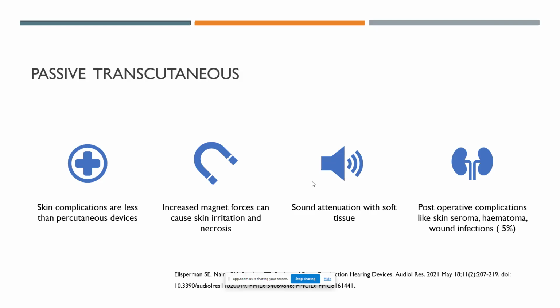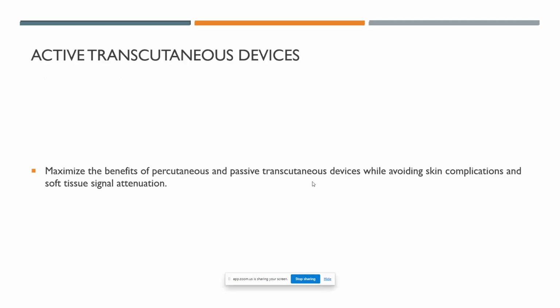Passive transcutaneous devices have fewer skin complications. However, because there's two magnets, the force of those magnets can cause skin irritations, and because there's soft tissue between them, that can dampen the sound signals. Sometimes people will present with skin seroma, hematoma, and wound infections as post-operative complications. Whereas the active transcutaneous devices take the advantages from the passive and the percutaneous, and maximize on those benefits, ensuring that skin complications are avoided. Soft tissue attenuation is not as prominent.